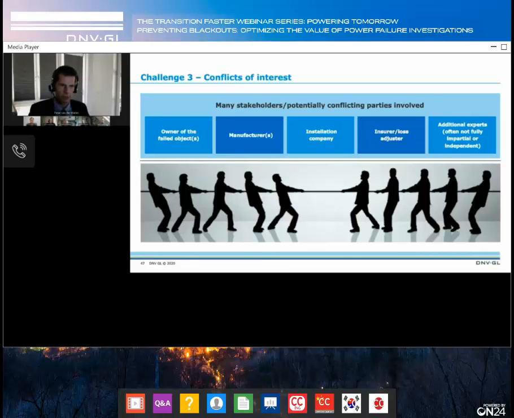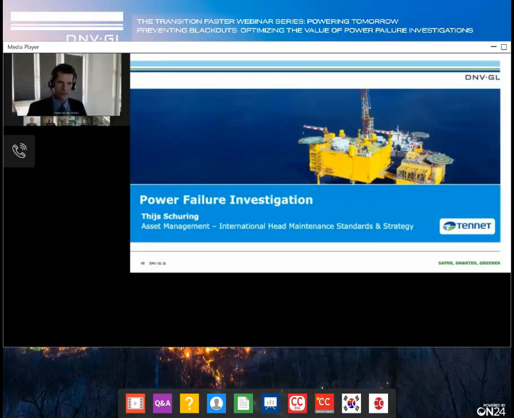But instead of me talking about this from a DNV-GL point of view, it's much better to ask one of our clients about the view on this from their side. And for this we have Thijs Schuring on the call. Thijs is Head of Maintenance Strategy of TenneT, the transmission system operator for the Netherlands and part of Germany. And in that context, he is also responsible for the arrangements around failure investigations within TenneT. Thijs, welcome to this webinar.